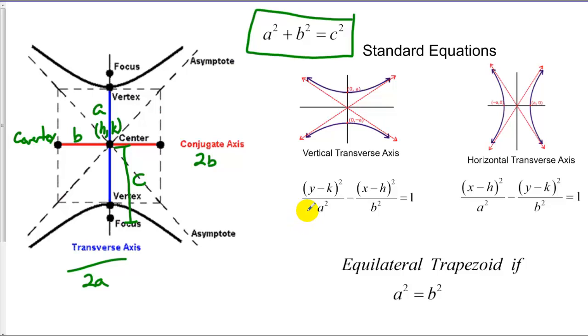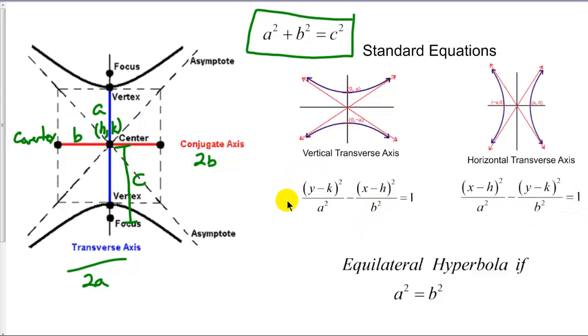Relative to the equations of each of these, if I have a vertical transverse axis, which means my hyperbola is going up and down, (y minus k) squared over a squared minus (x minus h) squared over b squared is equal to 1. For a horizontal transverse axis, in other words, a hyperbola that opens left to right, I have (x minus h) squared over a squared minus (y minus k) squared over b squared equals 1.